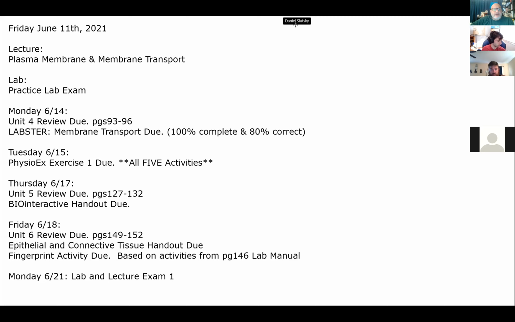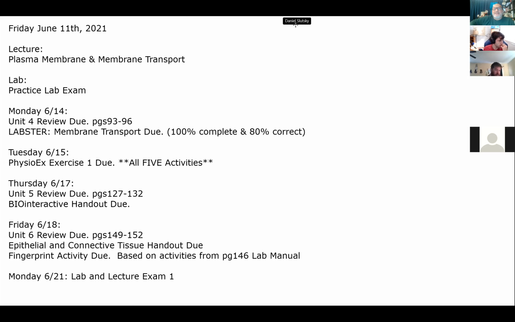Next week is a busy week. We have our Unit 4 review and our Labster membrane transport due. Our first Physio X, which remember has 5 activities, so that's 5 different lab reports. 2 more unit reviews, 5 and 6, and then a couple other fun activities. There's a biointeractive handout on skin color. That's a really interesting activity you're going to do.